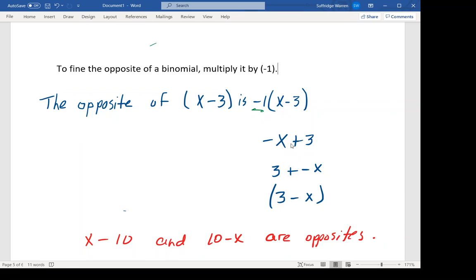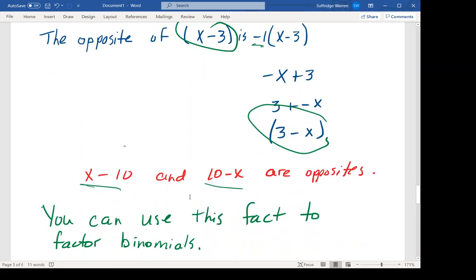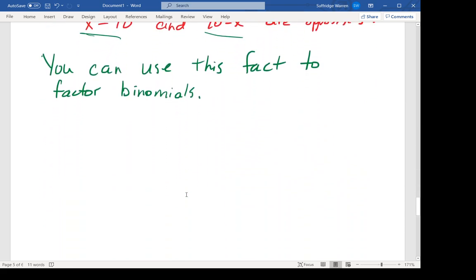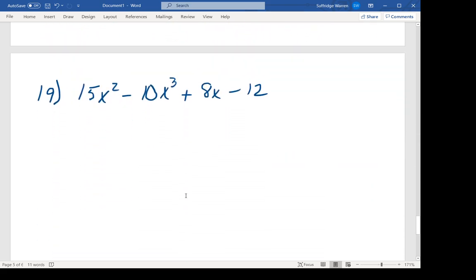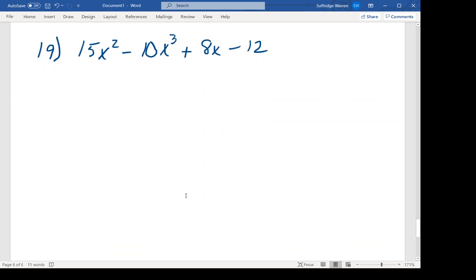And then if you use the commutative property of addition, you can switch this and it becomes 3 plus -x, which simplifies to 3 minus x. So 3 minus x and x minus 3 are opposites. Another example, x minus 10 and 10 minus x are opposites. So we can use this fact to factor binomials. So let's just look at the 4 questions that you worked on yesterday and see if this makes sense.